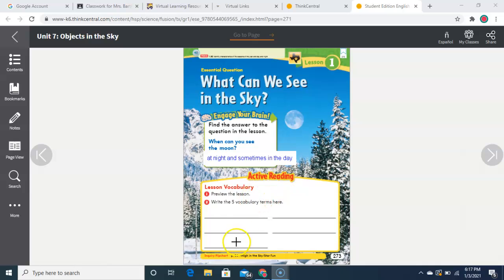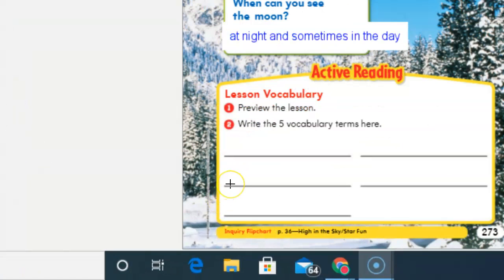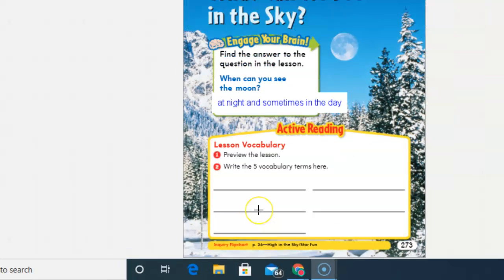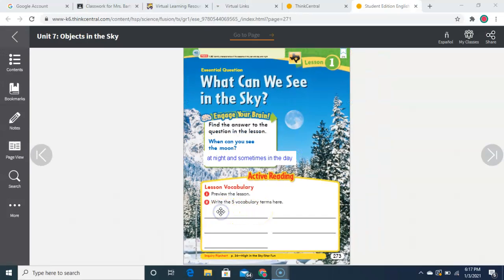And then down here, we're going to list our 5 vocabulary terms that we are going to learn about for the lesson. And the first one's easy peasy. Oh, I didn't mean to do that. Okay, our first one is going to be sun. S-U-N, sun. Our next one is going to be star. Okay. Moon.